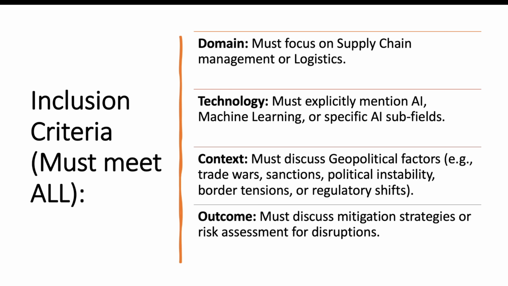Technology must be explicitly mentioned: AI, machine learning, or specific AI subfields. These are the technologies which need to be included. The context must be discussed: geopolitical factors like trade wars, sanctions, political instability, border tensions, or regulatory shifts. I'm giving a brief criteria of my inclusion, and the outcome must discuss mitigation strategies or risk assessment for disruption. You can see that I have already clearly identified the criteria on which I'm going to include or exclude our research article.